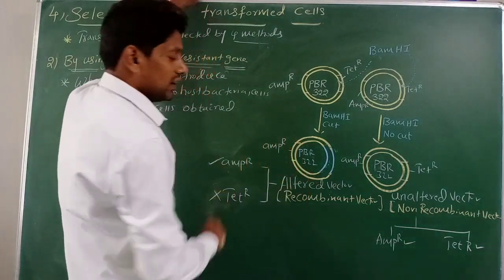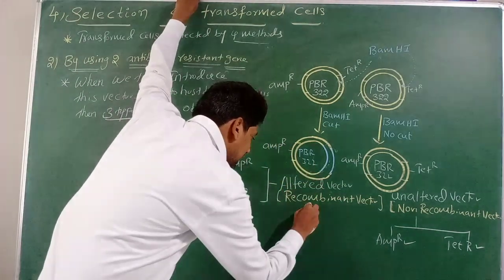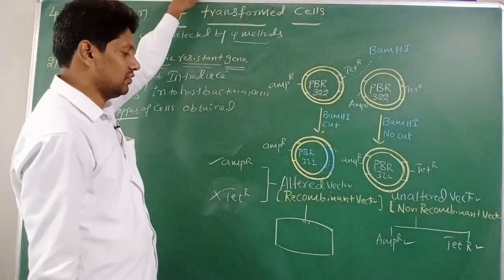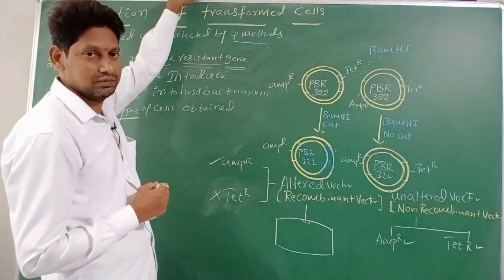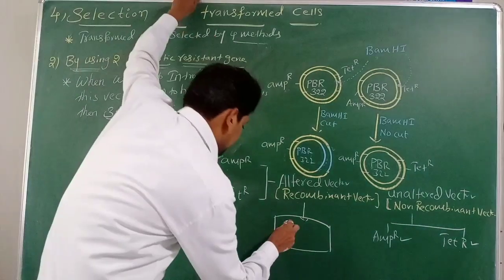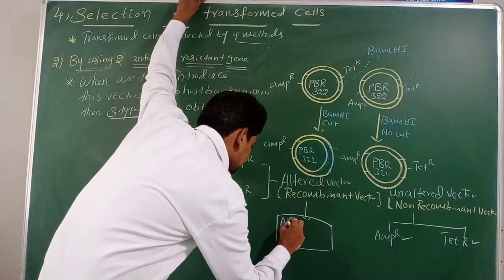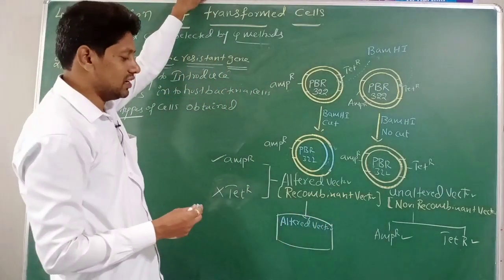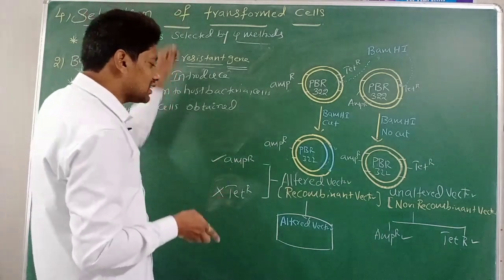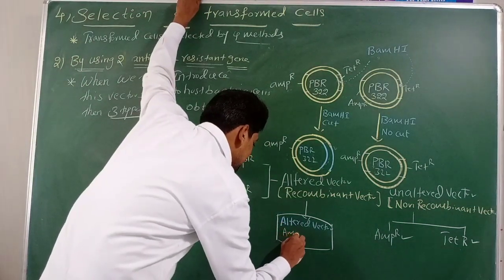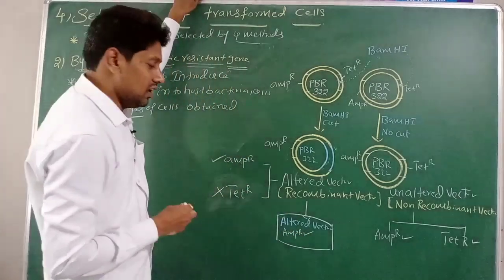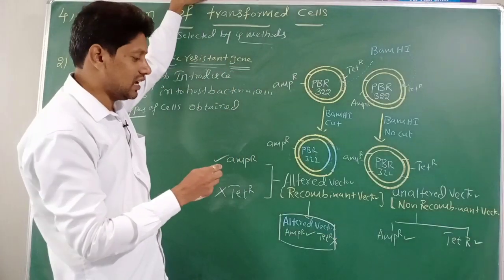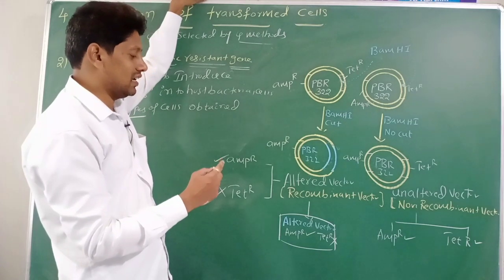Listen. For example, this is an altered vector, right? This altered vector has entered into one bacterial cell. Which vector entered? Altered vector. Altered vector means it has the ampicillin antibiotic resistant gene, but it does not have the tetracycline antibiotic resistant gene.